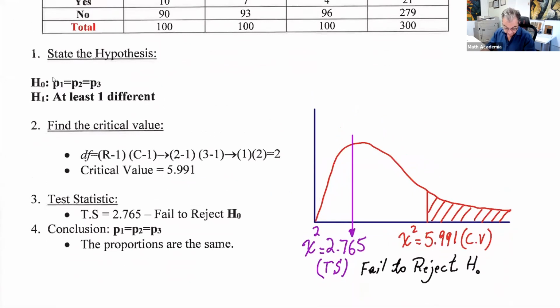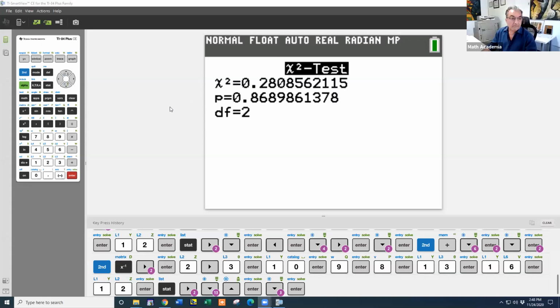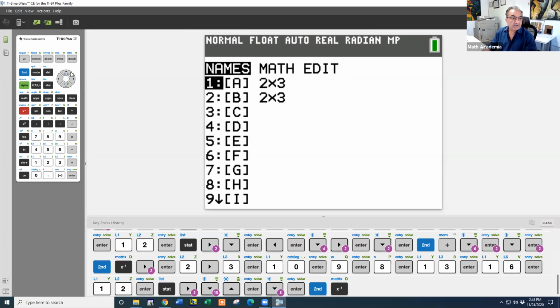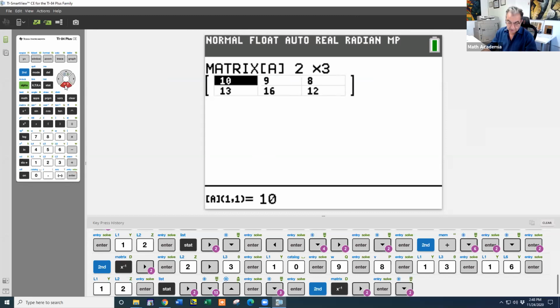Test statistic: let's use our calculator for the test statistic in this case. And remember, it is 2.765. When you go to your calculator, you are going to enter the observed values from the table, so let's go ahead and do that. One more time, you go to second function, matrix, then scroll to edit, enter. This table is also 2 by 3, so we don't have to change anything.